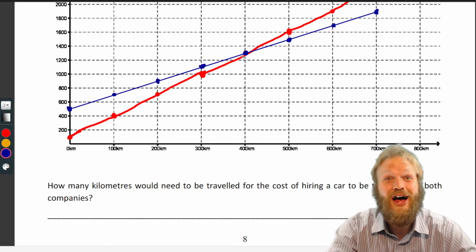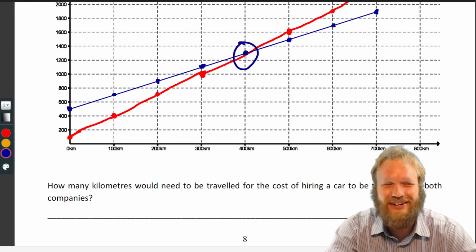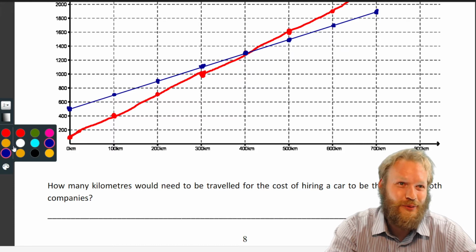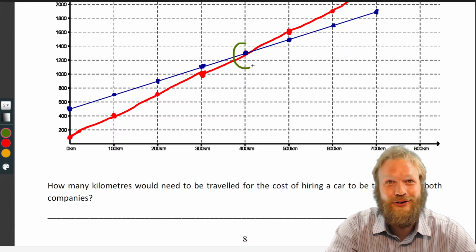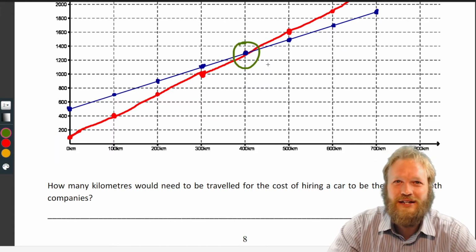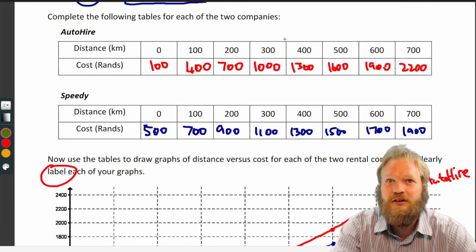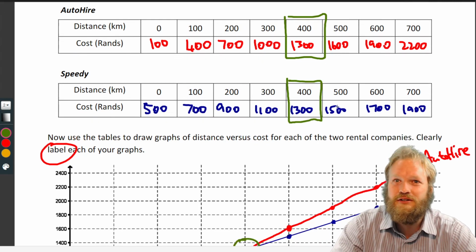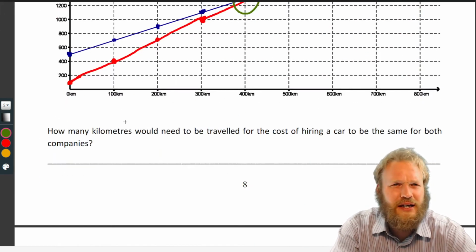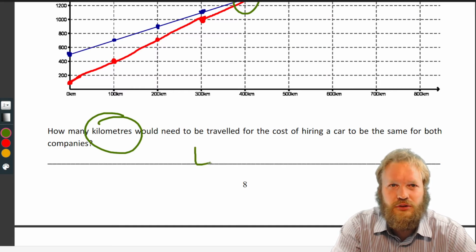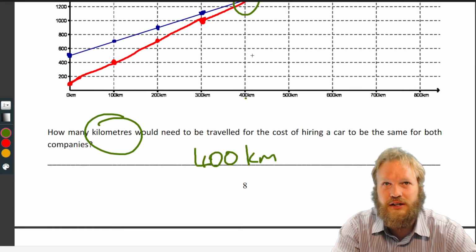Let's try that again. And look at that, right? I want to do it a different color. Oh la la, there we go. So it was at this point that they looked the same. It was here that everything looked the same. 400 kilometers cost 1,300. But how many kilometers? So it was 400 kilometers. There it was at that point.